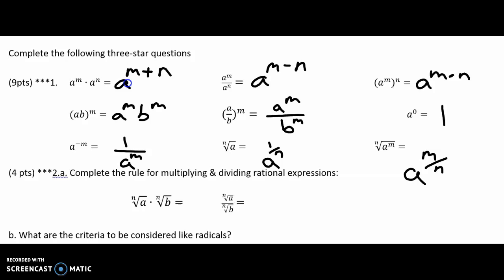All right, so complete the rules here. I have the nth root of a times the nth root of b. Remember, all that means is you have to have the same roots when you're going to multiply. So I can rewrite this as the nth root of a times b. Okay, same thing with division. Remember, you just need the same kind of root to divide it. All right, and that's the first part of the 3 stars.